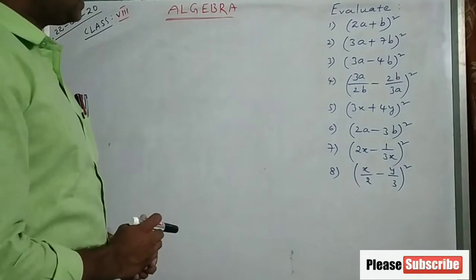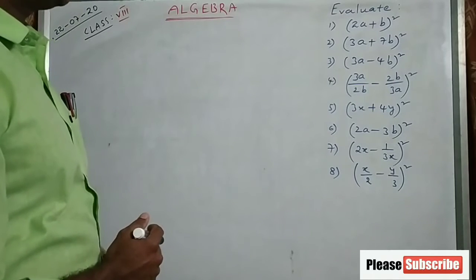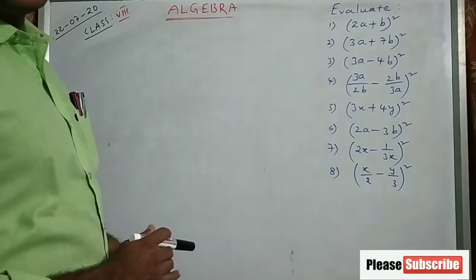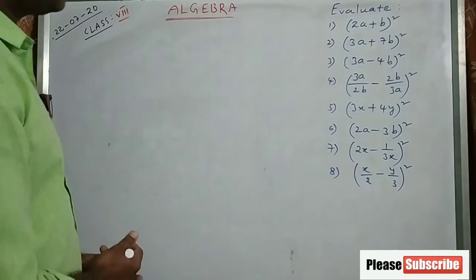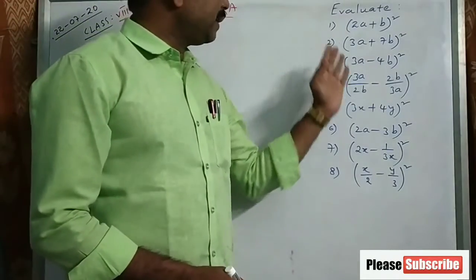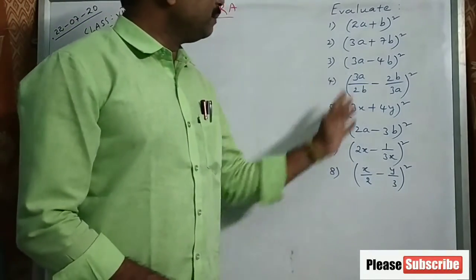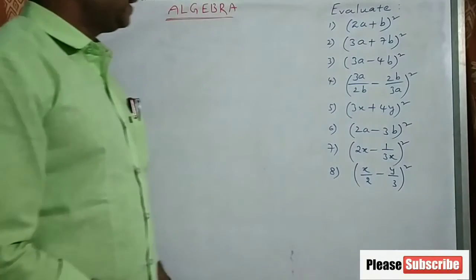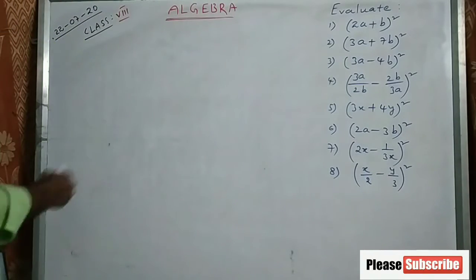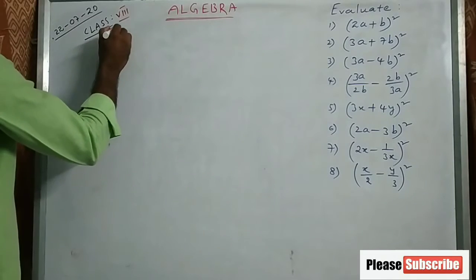In the previous class we have seen the square of binomials by using (a plus b) whole square and (a minus b) whole square. Today also, the application of (a plus b) whole square and (a minus b) whole square. How to simplify these binomials, square of binomials. Look at the first problem, first solution.